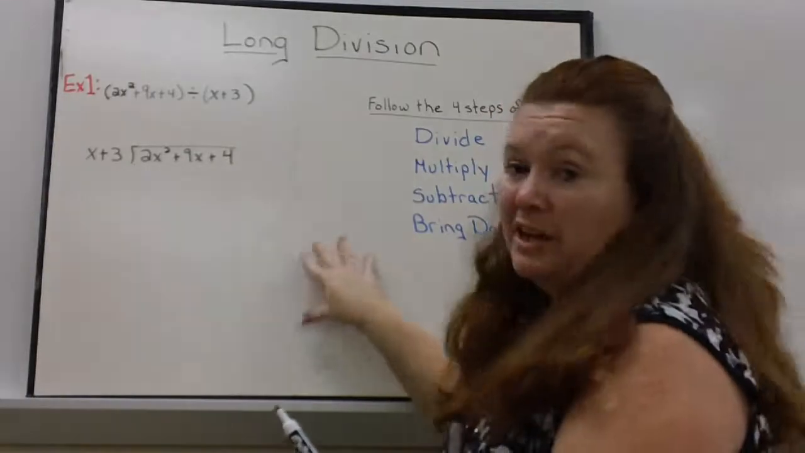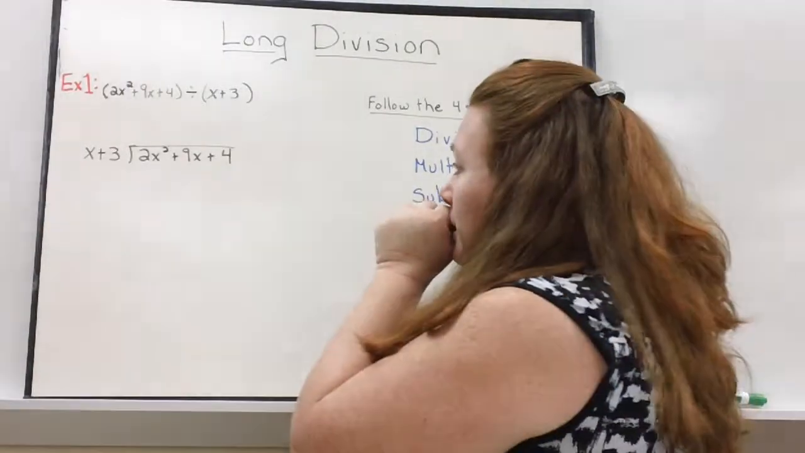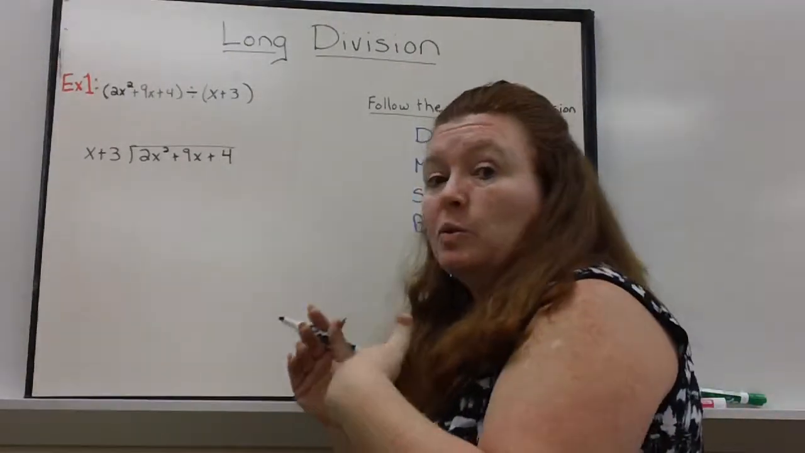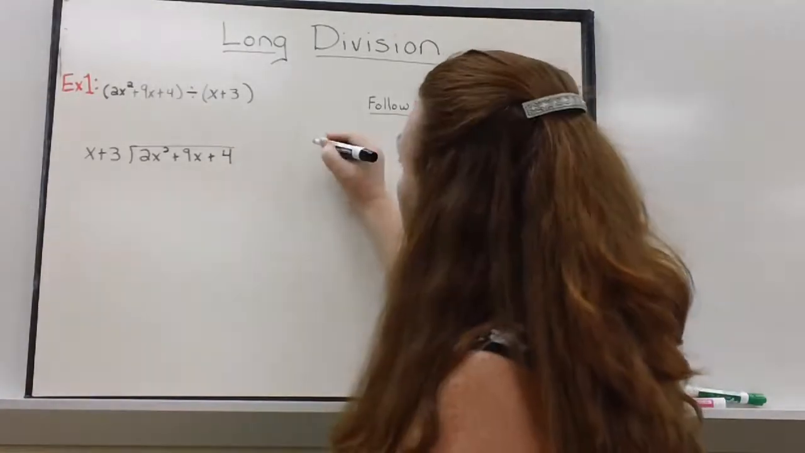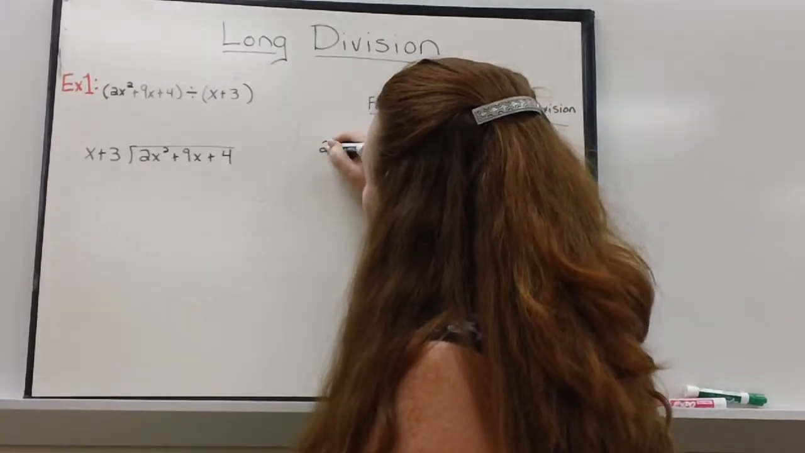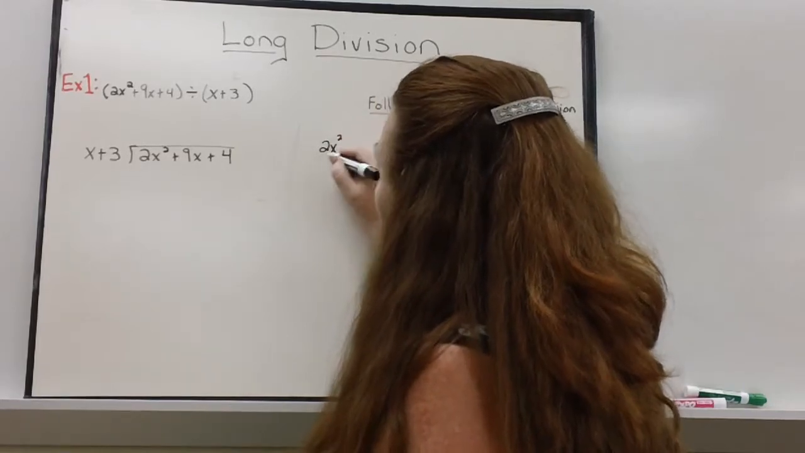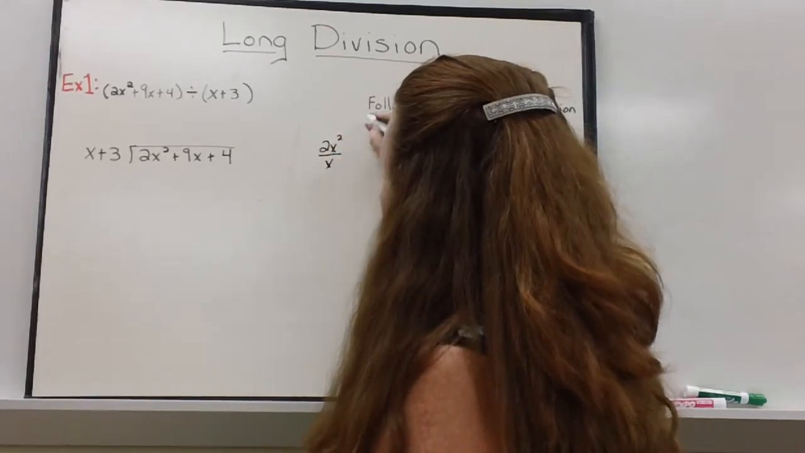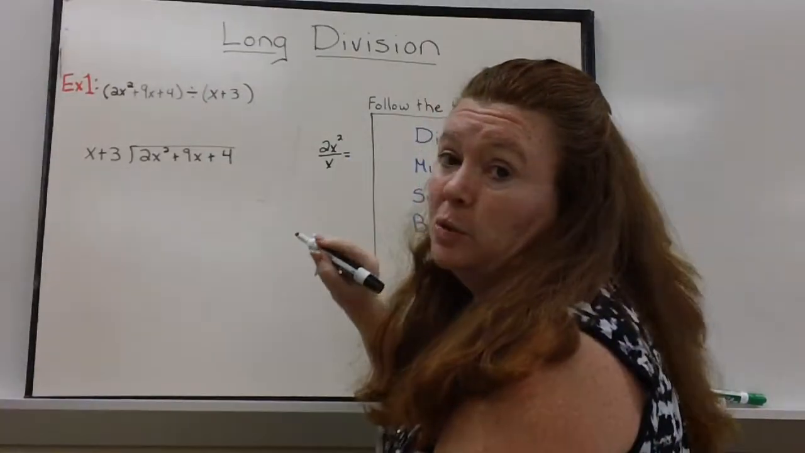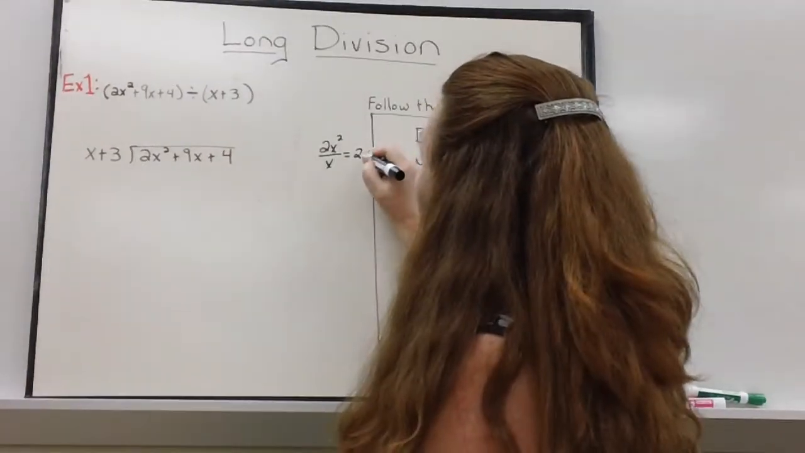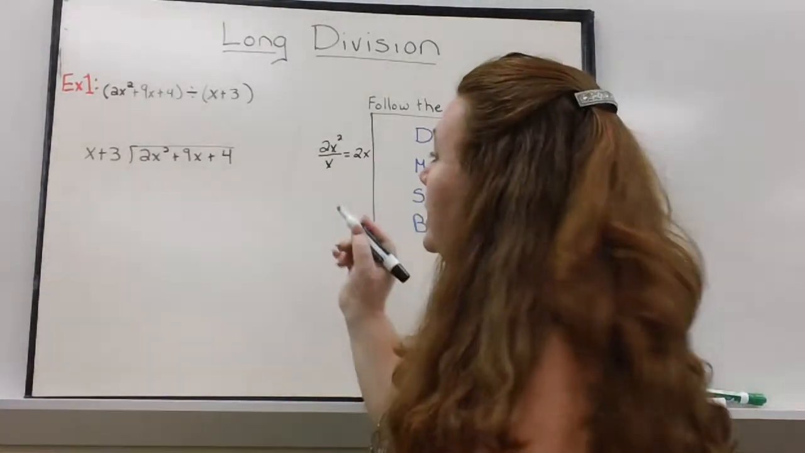So I'm going to divide the first term, 2x squared, by the first term, x. And I'll use this area right here for a little bit of side work if it helps you to write it down and let you see it a little bit better, that's fine. So if I take 2x squared and divide by x, you will see that should simplify to a 2x. Okay, so what I get is 2x. So I'm going to write 2x.